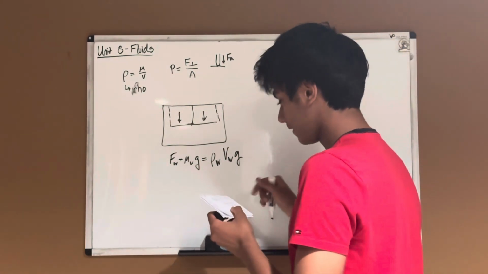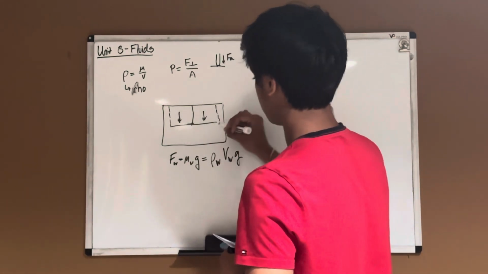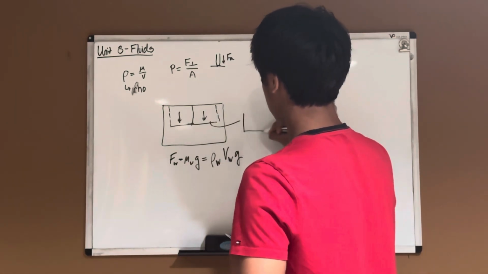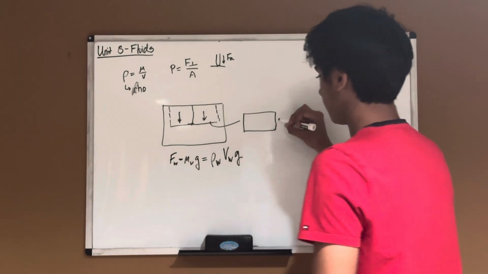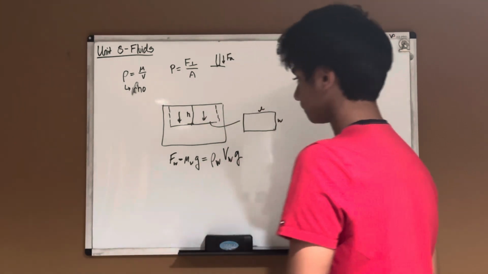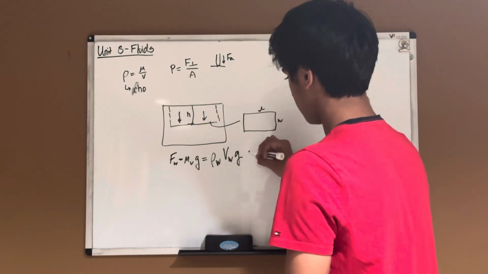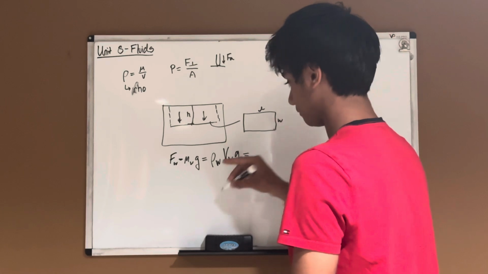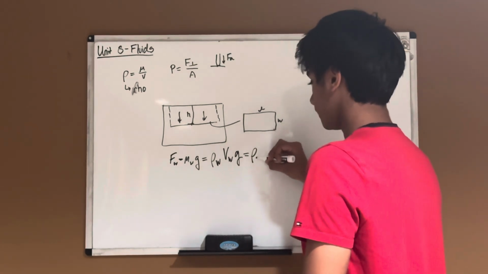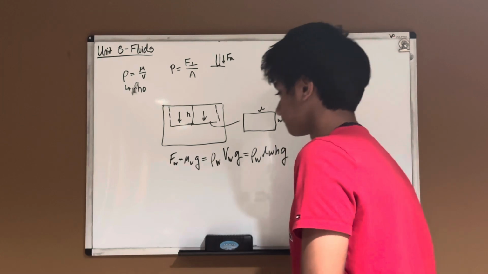So we have that, and we know that the volume of water, if we call the piece of sheet metal a rectangle with a width and a length, and the string has a height h, this column of water has a volume of length times width times height, LWH. So the force is equal to density of water times LWH times g.